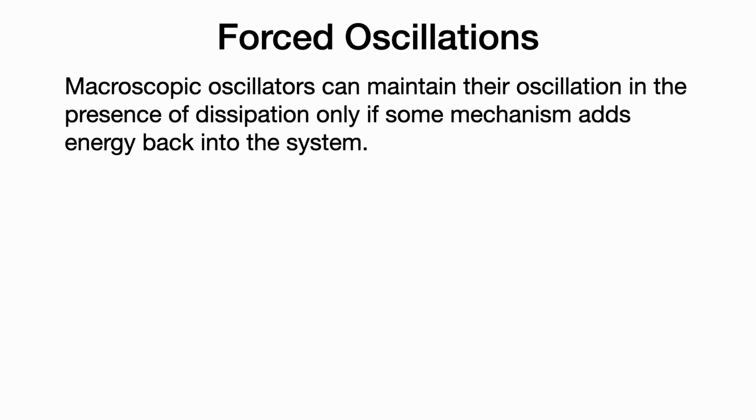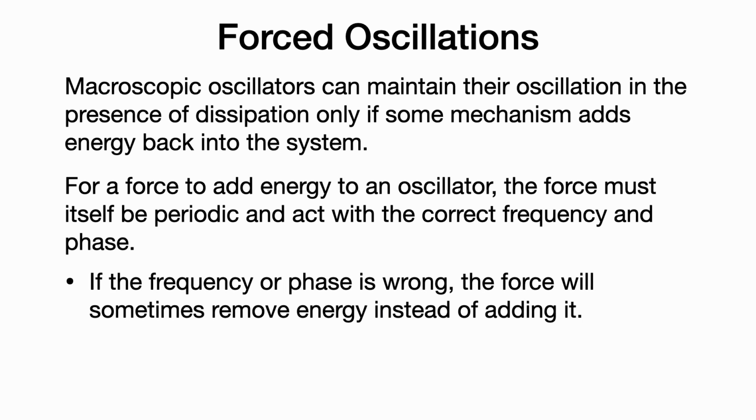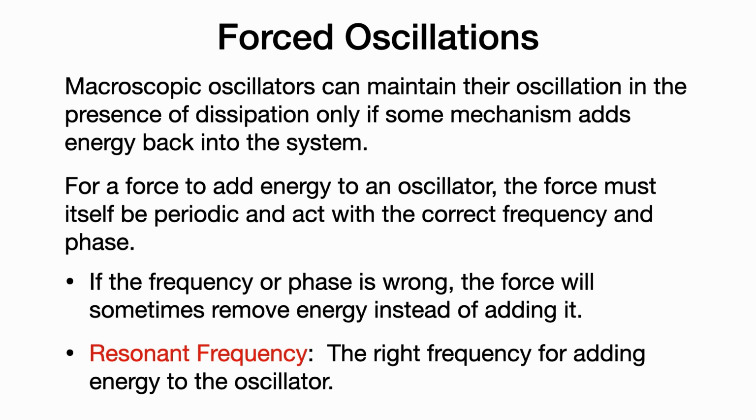Macroscopic oscillators can maintain their oscillation in the presence of dissipation only if some mechanism adds energy back into the system. For a force to add energy to an oscillator, the force must itself be periodic and act with the correct frequency and phase. If the frequency or phase is wrong, the force will sometimes remove energy instead of adding it. The optimal frequency for adding energy to a system is called the resonant frequency.